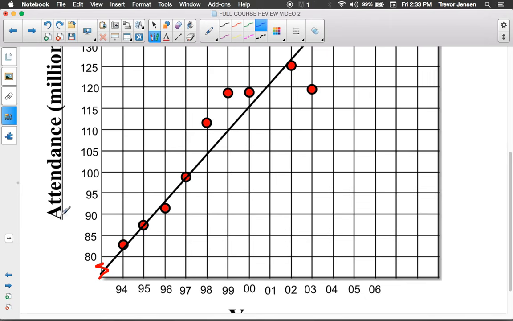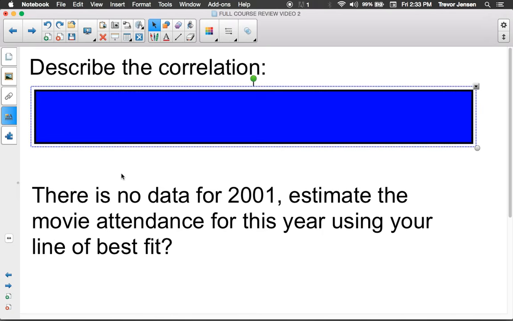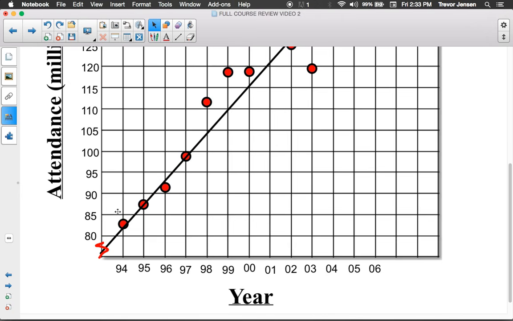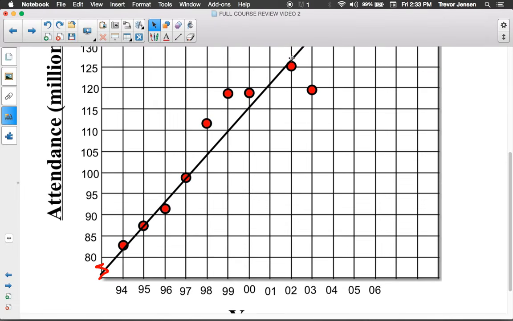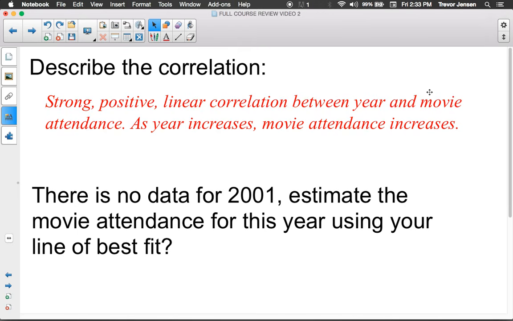Now we can use that trend line to make estimations, but first, let's describe the correlation between year and attendance. I would want to describe it in two ways. First of all, since our line is going up to the right, we say it's a positive correlation. And since all the dots are fairly close to the line, we say it's a strong correlation. So it's a strong positive linear correlation. And what that tells us is that as the year increases, the movie attendance is also increasing.